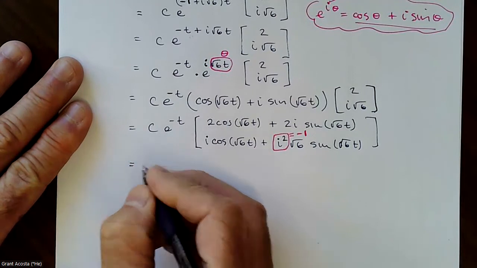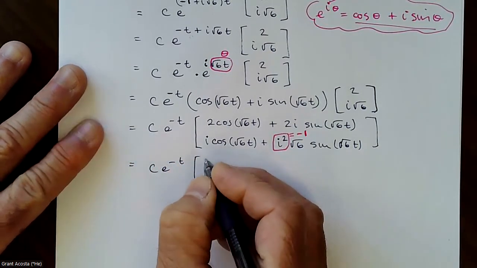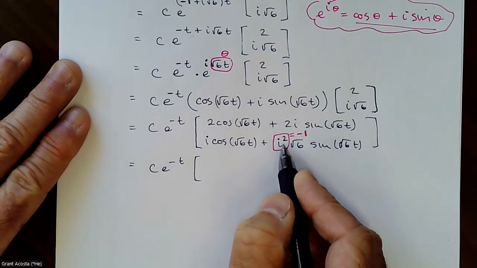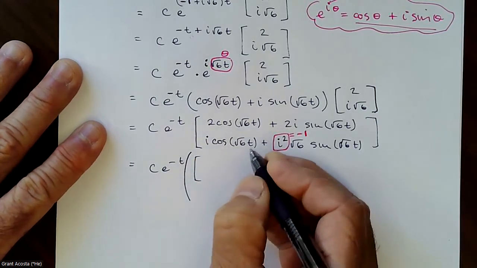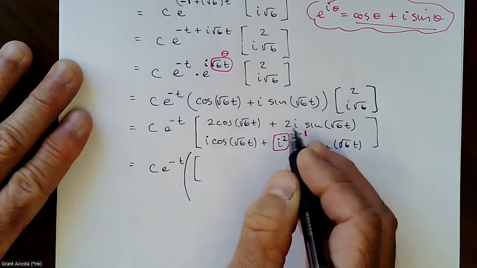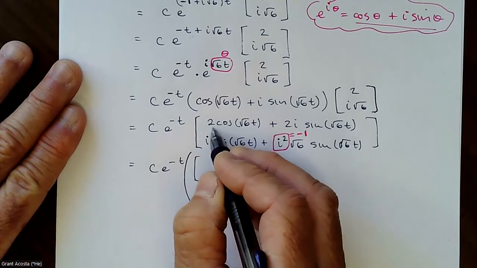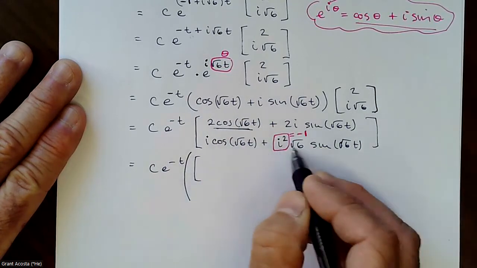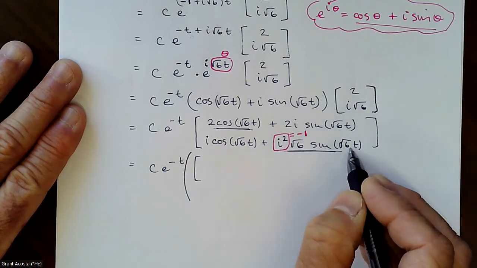So I could write this as C e to the negative t. Well, here's what we're going to do next. That's -1, so this is just -1. What we're going to do now is separate this out into two separate vectors where we have the real parts of each one. Notice this is the real part of this first line, and the real part on the bottom line is now this, because this is now negative root 6 sine of root 6t.